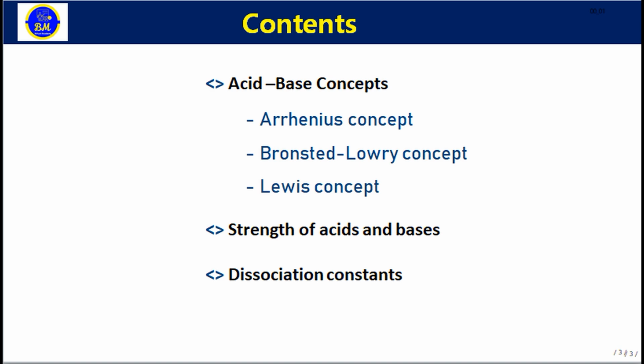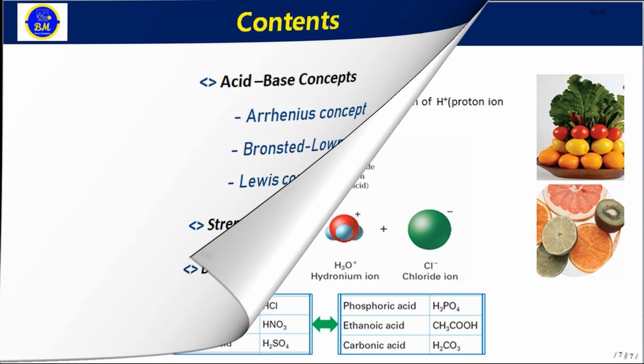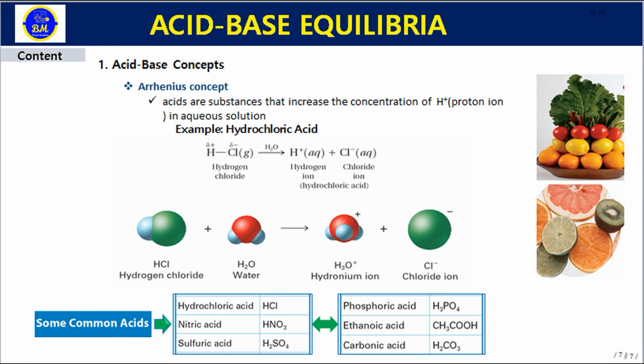Our lesson from the very beginning was to understand the concept of acids based on different theories. The first theory is what we call the Arrhenius concept. How can we define acid based on this theory? Acids are substances that increase the concentration of proton ion. Most of the time these protons are H+. So this is the concept of acid according to this theory.